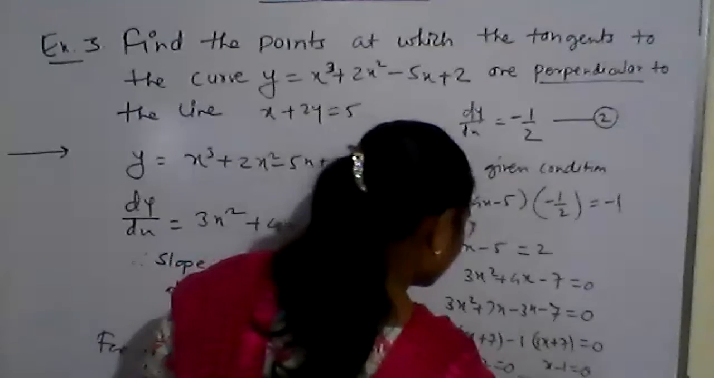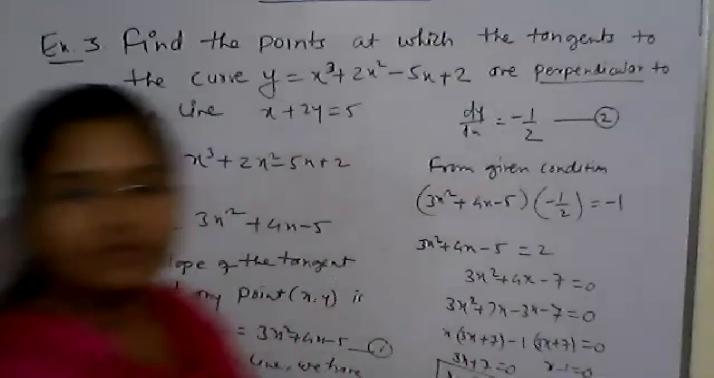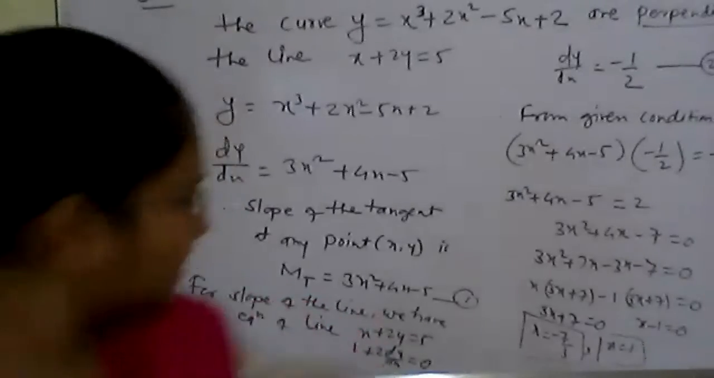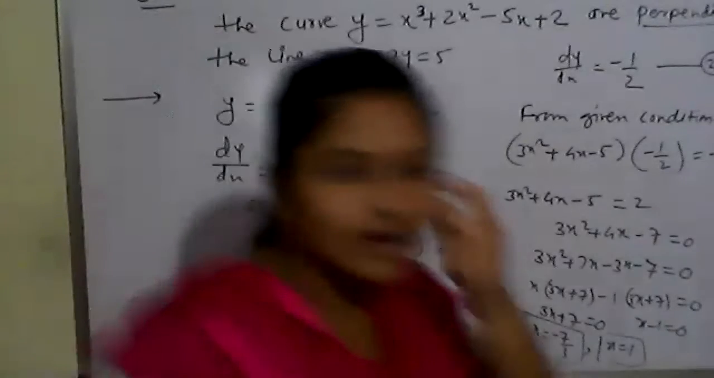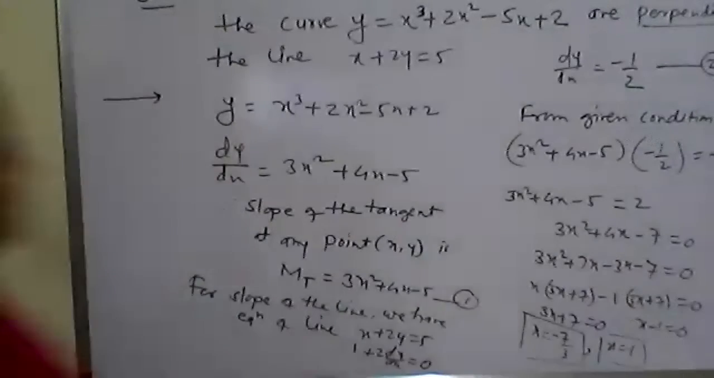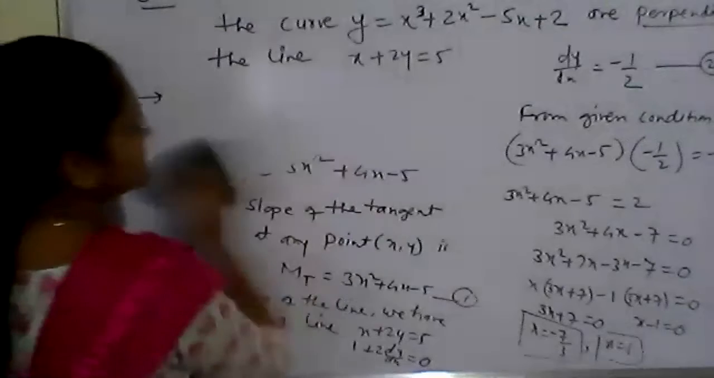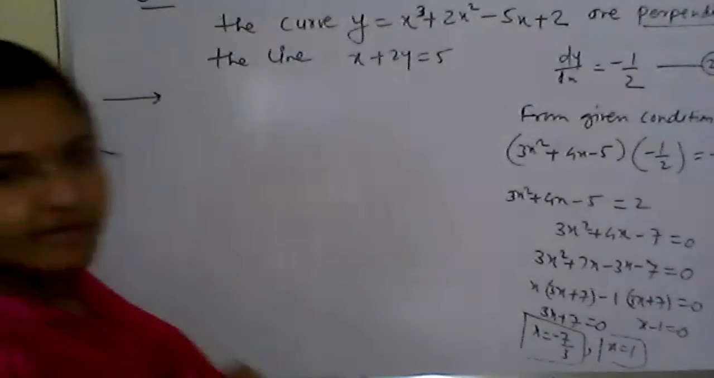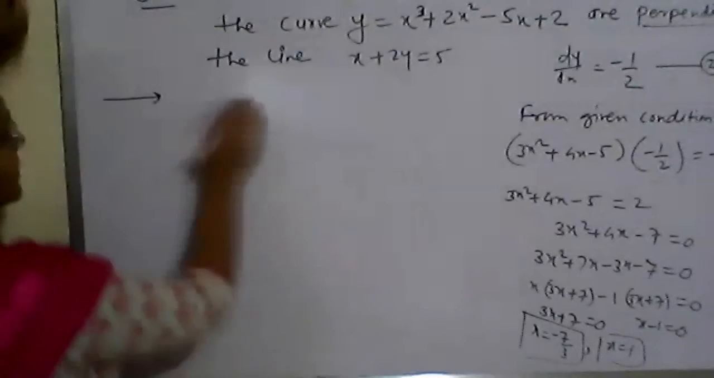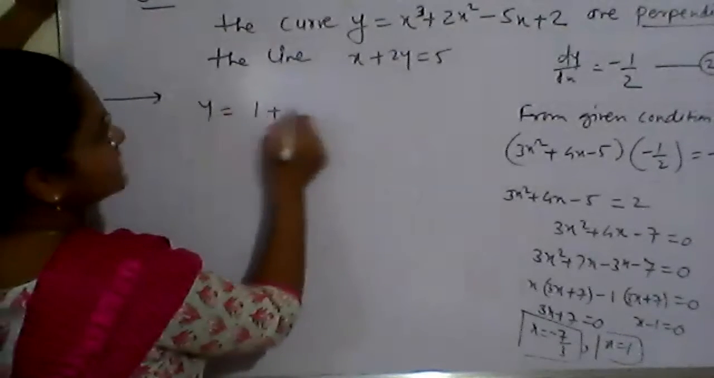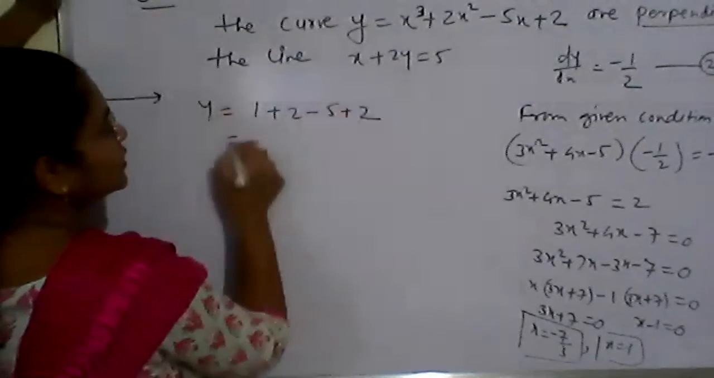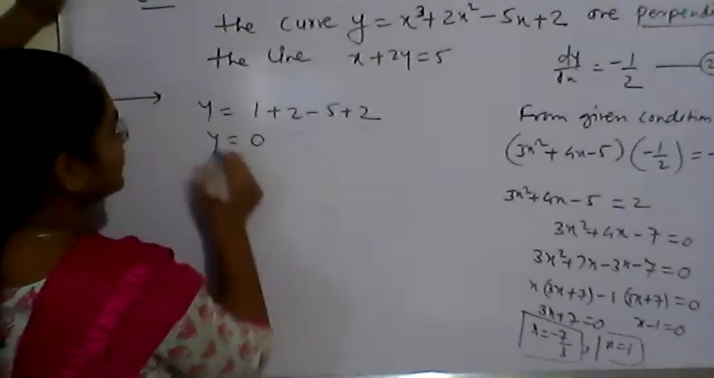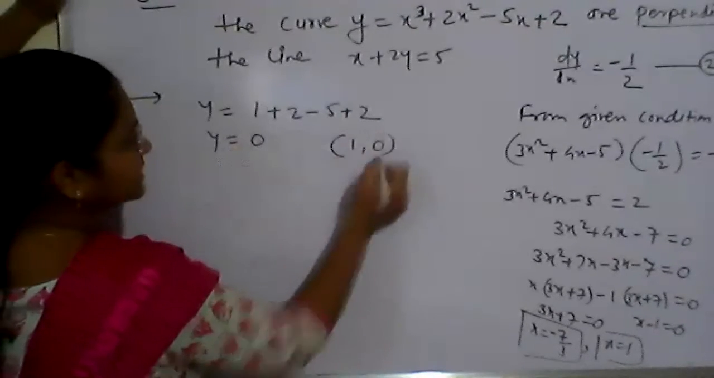So we got two values for x, which are x is 1 and x is minus 7 by 3. So for x equals 1, what is the value of y? We have the cubic equation, so y will be 1 plus 2 minus 5 plus 2, minus 5 plus 5 will be 0. So we got the point 1, 0.